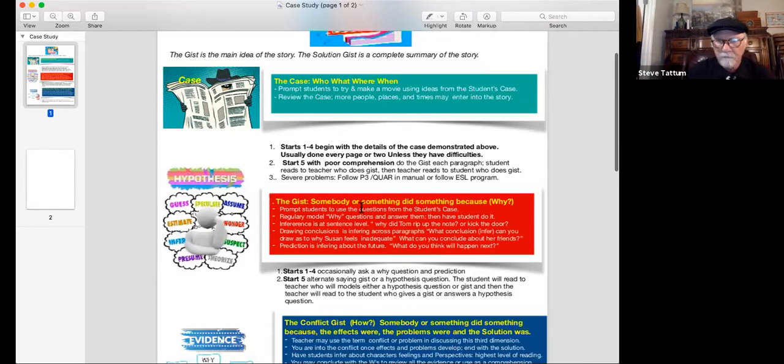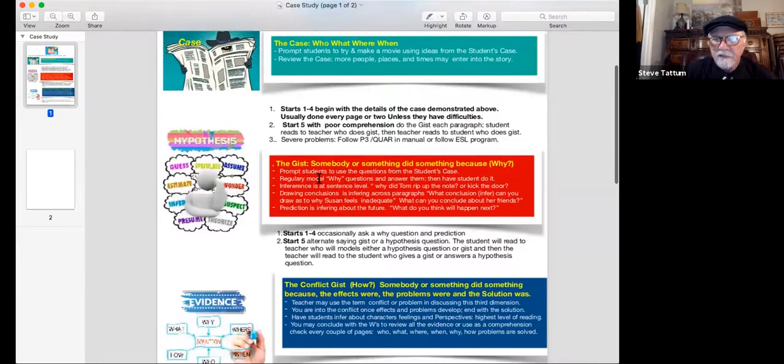So the gist. Now keep in mind, once we're in why, we're getting into inference. So the teacher can prompt things with why questions. He can model an inference question, which is at the sentence level. Why did Tom rip up the note or kick the door? And then the child will do an inference.